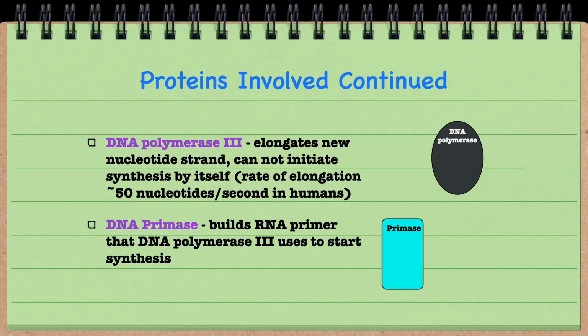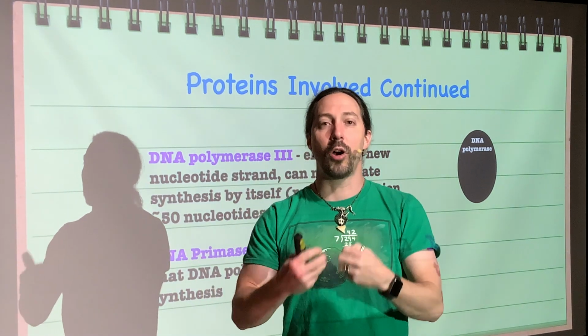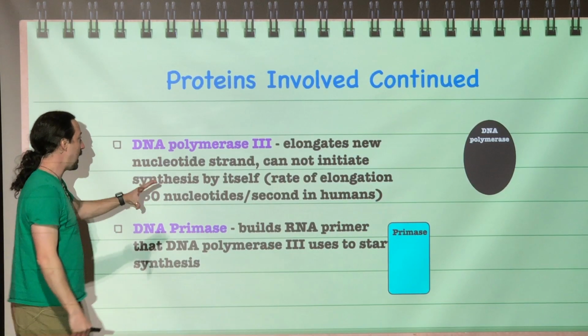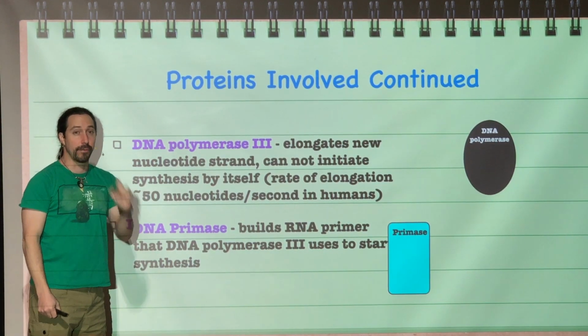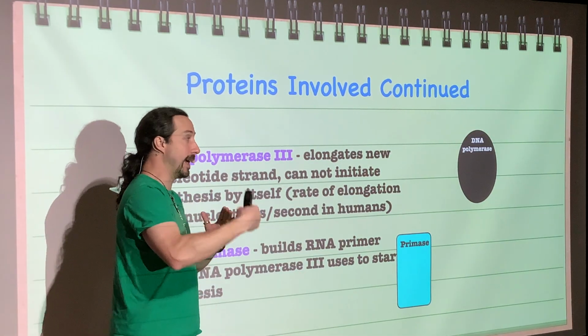Some other enzymes that are going to be involved. DNA polymerase, that is going to be involved in the process of elongation. Elongation is the term that we use for the synthesis or the building of our new DNA strand. DNA primase is going to be involved in actually building a little primer that is required to actually start the process of elongation. The DNA polymerase 3 cannot build the DNA strand without a little primer being attached first. It needs a little bit of RNA so that we can build DNA.